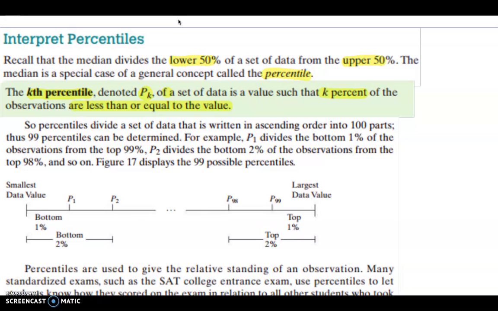Percentiles divide a set of data that is written in ascending order into 100 different parts, and so we can get 99 percentiles that can be determined. For example, P sub 1 divides the bottom 1% of the observations from the top 99%. P sub 2 divides the bottom 2% of the observations from the top 98%, and so on.